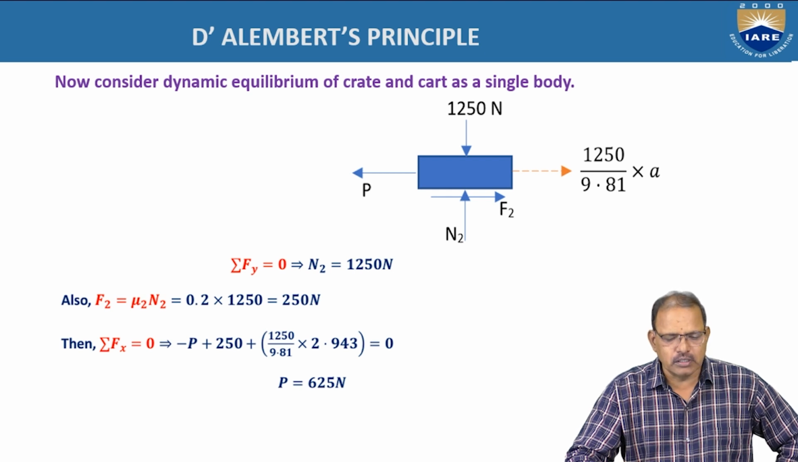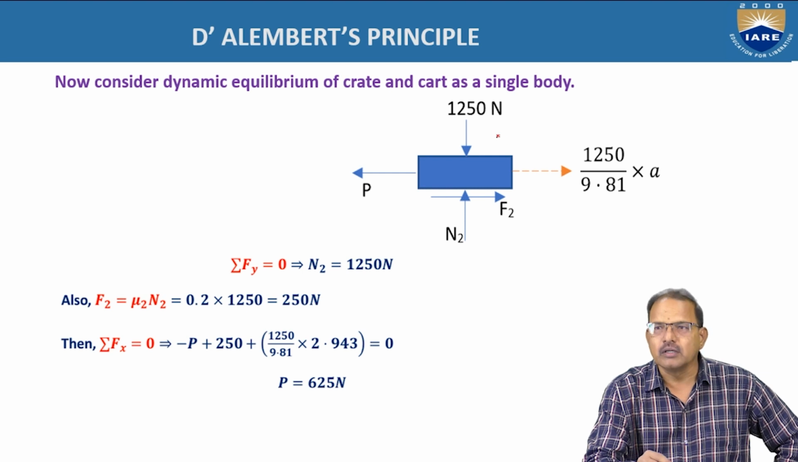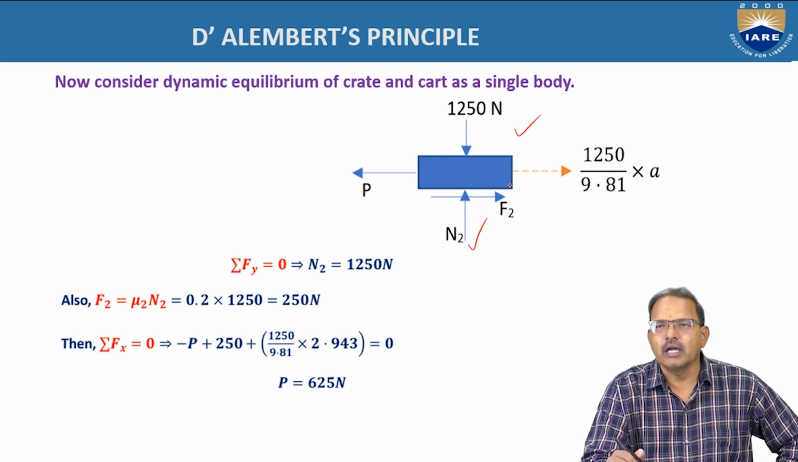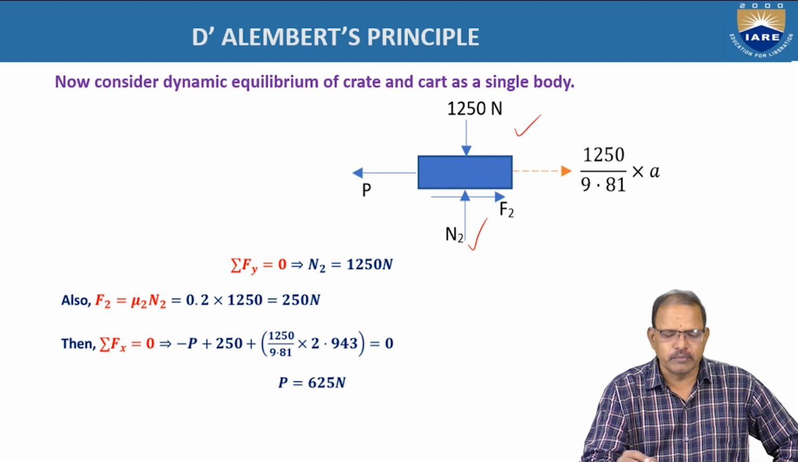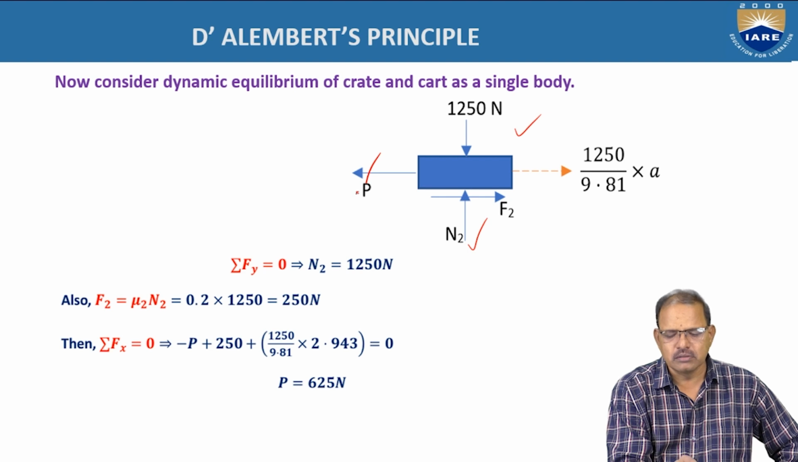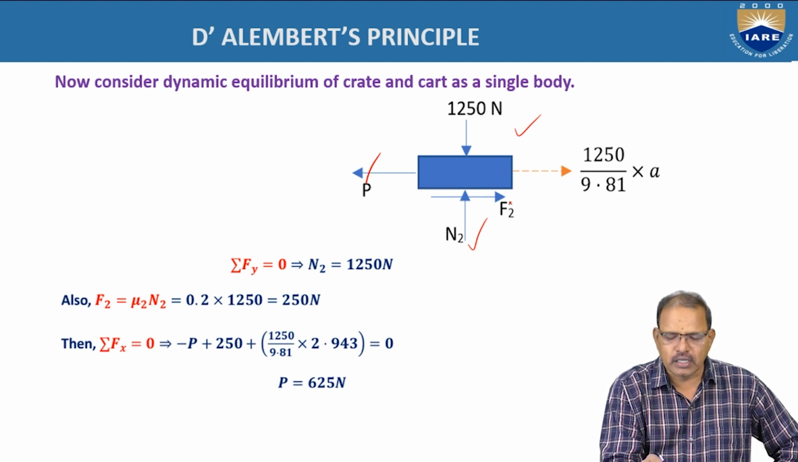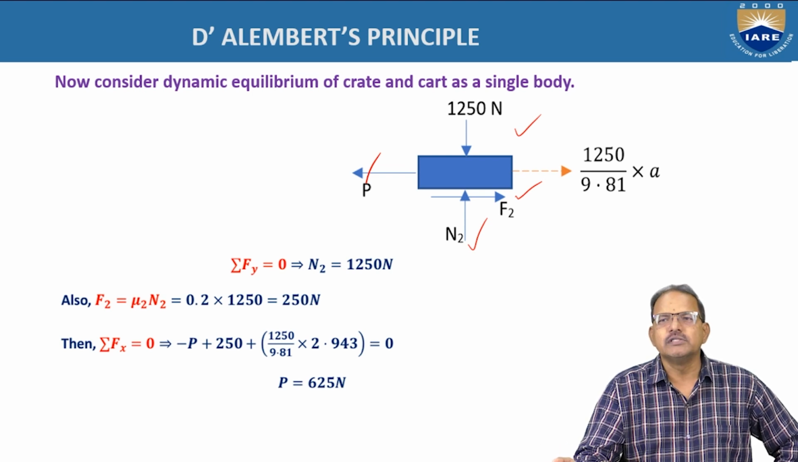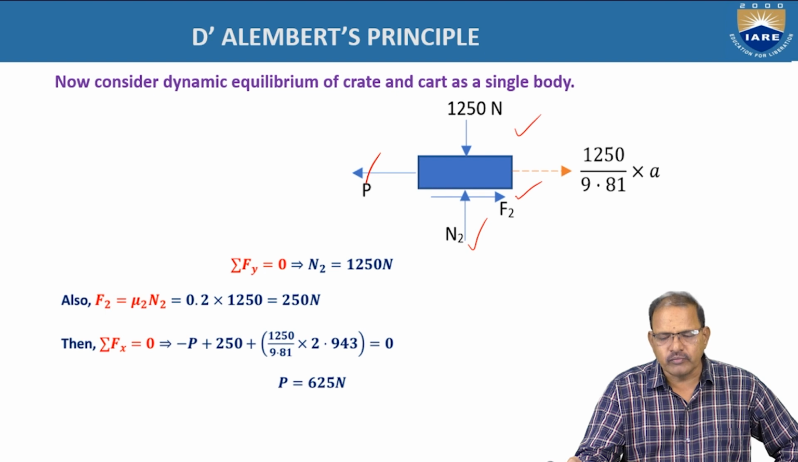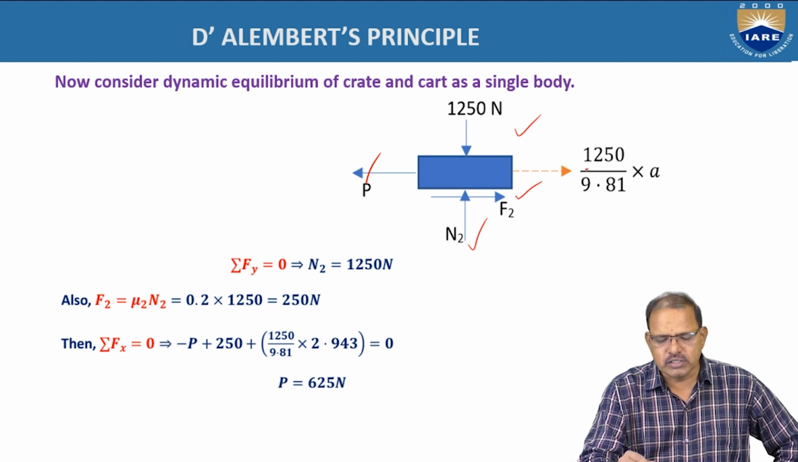Now consider the dynamic equilibrium of the crate and cart as a single body. The total weight acting is equal to 1250 newtons. The normal reaction N2 is acting in the upward direction. Since the cart is moving toward the right hand side by the application of force P, the friction force is acting in the direction opposite to that in which the body tends to move. The inertia force always acts opposite to the direction in which the body is moving or accelerating, which is equal to 1250 divided by 9.81 into A.